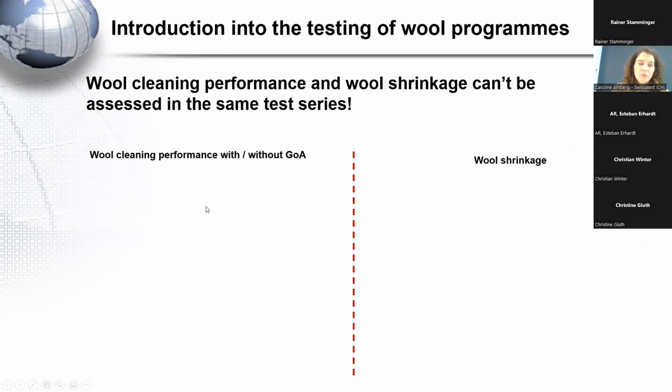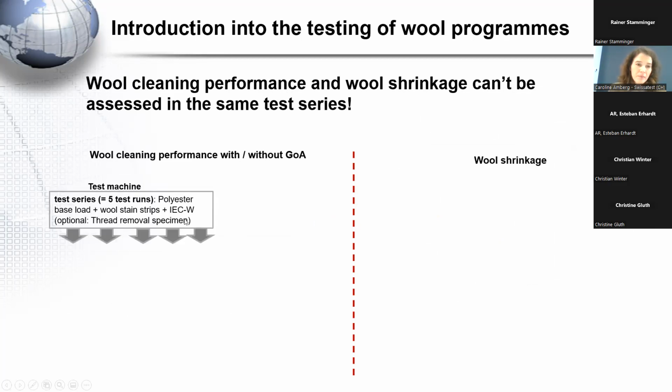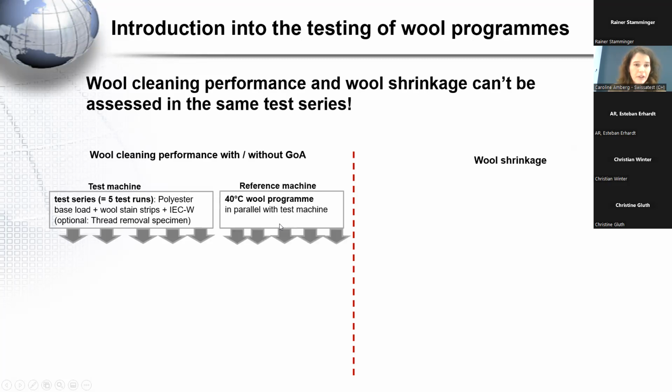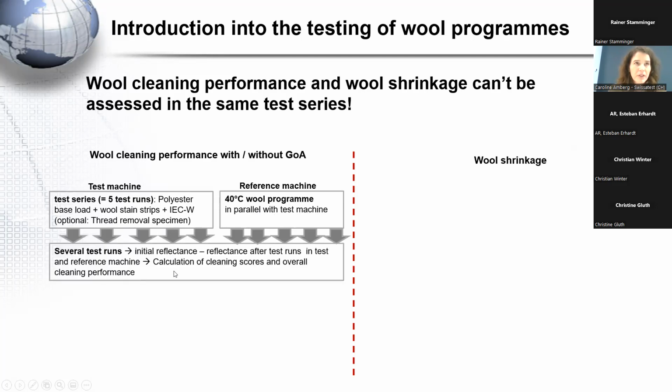So wool cleaning performance follows the general protocol of the standard cleaning performance or the cold wash cleaning performance. You have a test machine and you run a test series with several runs. And you do that in parallel in the reference machine with the reference wool program. So you have several test runs here. I mention here 5 for every machine, for the test machine and the reference machine.